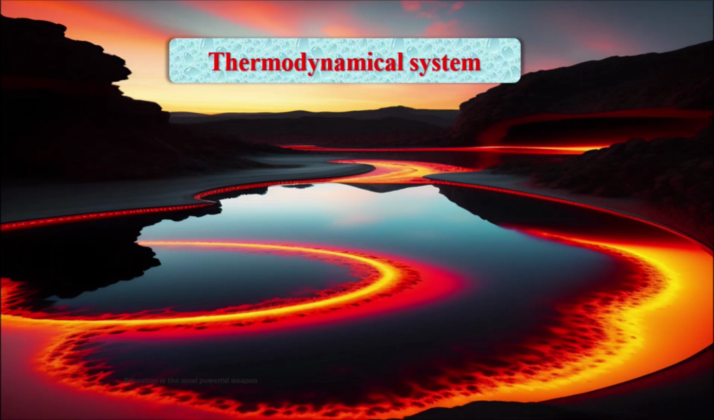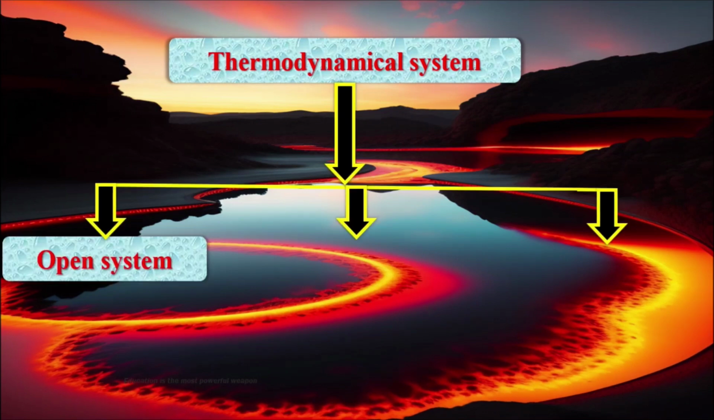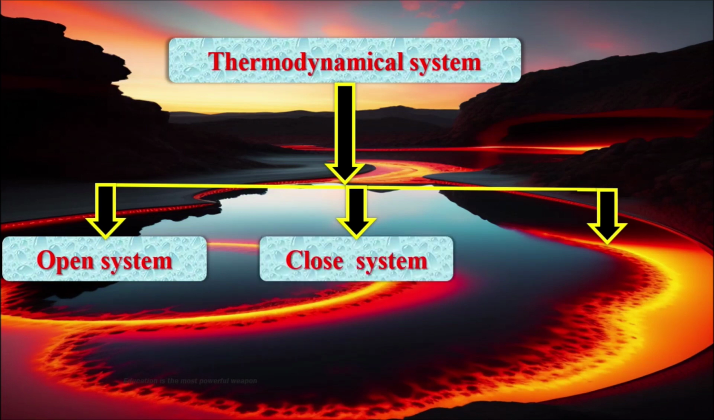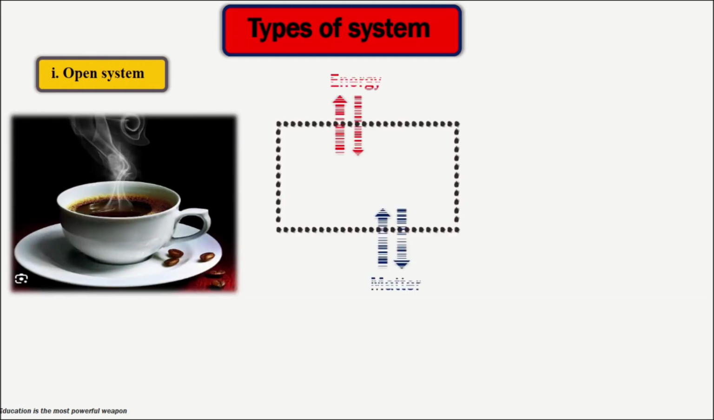Thermodynamic system. Thermodynamic systems are classified into three categories, namely open system, closed system, isolated system. Let's see one by one. Open system. A system is said to be open if it can exchange both energy and matter with its surrounding. It is called an open system.